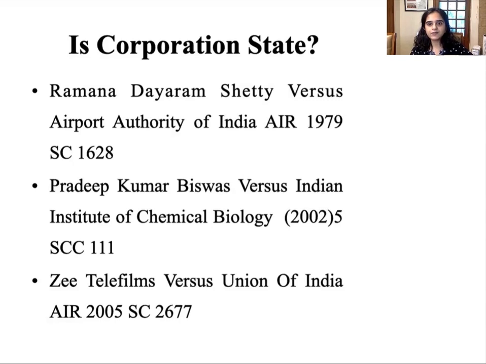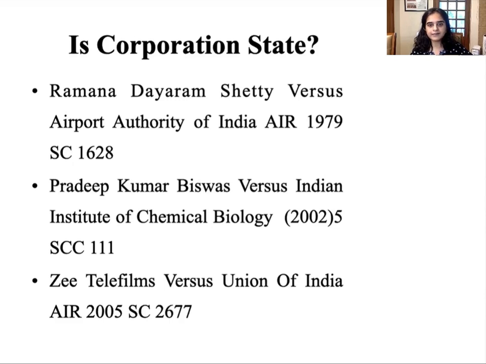A bench comprising of 5 judges held that it would be state because it is established for the welfare of the people. The initial money for the establishment of the institute, a sum of rupees 10 lakhs, was provided by the government. Therefore, it is fully funded by the government, and the government also has a pervasive role to play in it. The dissenting judgment held that it has no statutory flavor, and now the government at this particular point of time is not playing a very active role in the management.